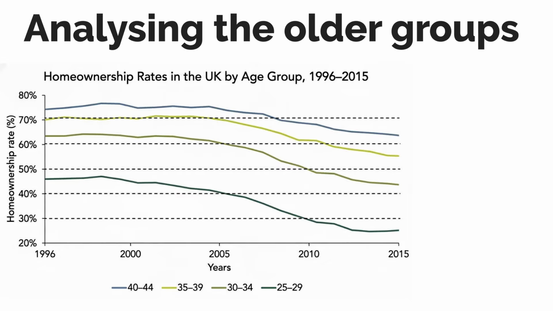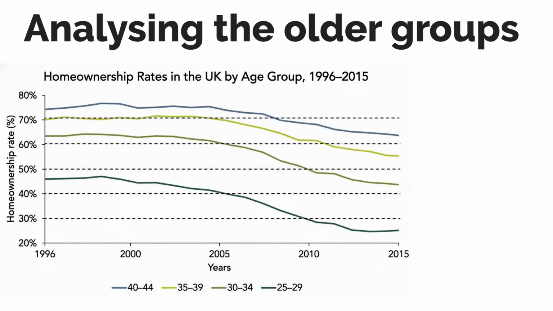In 1996, both groups had high homeownership rates, with the 40 to 44 group at the highest point on the entire chart, and the 35 to 39 group only slightly lower. Throughout the period, these two lines move in a broadly similar way. They remain relatively stable in the early years, and then show a gradual downward trend as time goes on. By 2015, both groups have dropped, but their declines are not especially sharp compared to the younger groups.